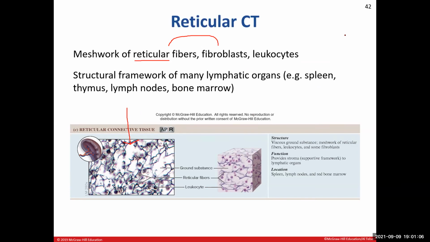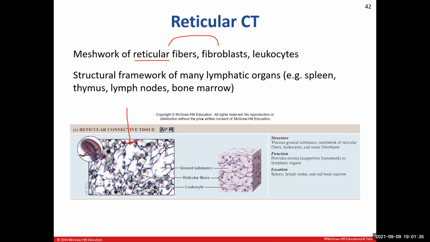They'll go through the bloodstream or through the lymphatic system, and then they'll wind back up into some reticular connective tissue somewhere. So where do we find this connective tissue? Throughout our lymphatic organ system. So lymph nodes, bone marrow. Actually, bone marrow is the primary lymphatic organ of the lymphatic system, and then the spleen and the thymus. Those are secondary organs.